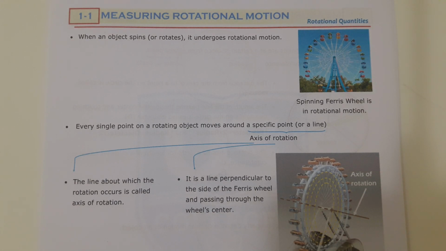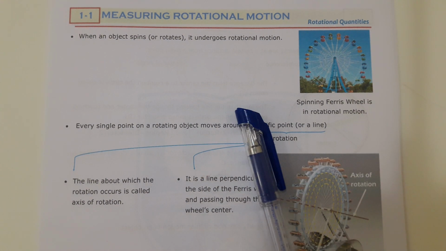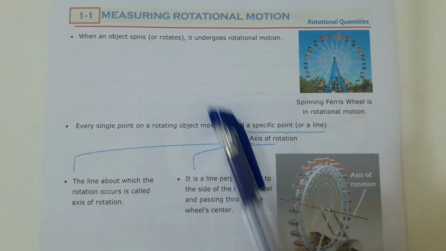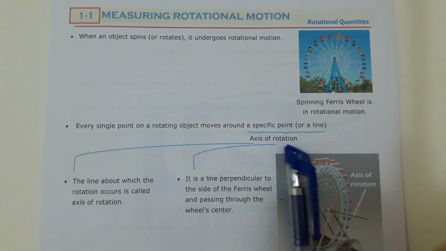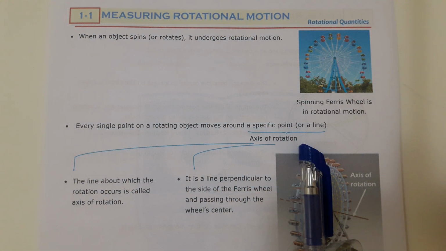Yes, chapter 1, section 1 is about defining rotational motion and circular motion. First, I will remind you what rotational motion is. Remember last year in the 11th grade, you studied that if an object is moving on a line or on a path, this type of motion is known as translational motion.